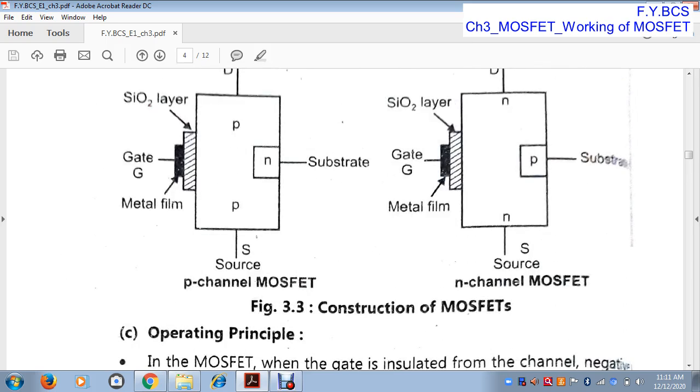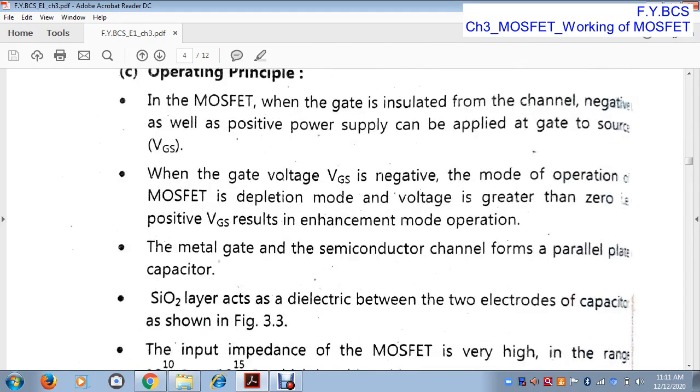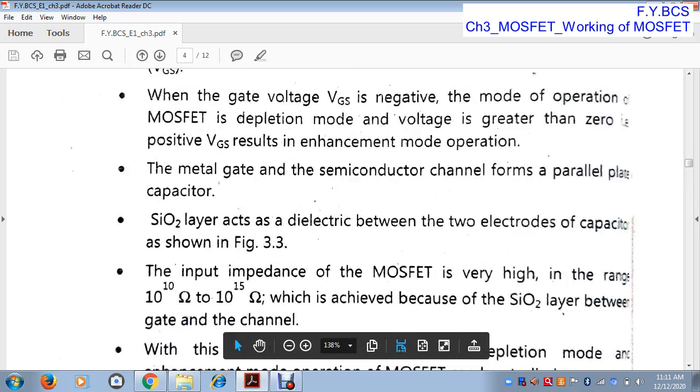In the same manner, the gate and channel are separated by a dielectric material. So the input impedance of the MOSFET is very high, in the range of 10 raised to 10 ohm to 10 raised to 15 ohm, which is achieved because of the silicon dioxide layer between the gate and channel.